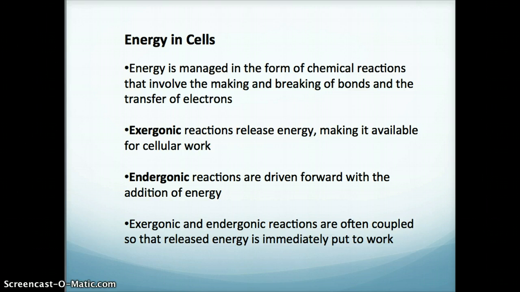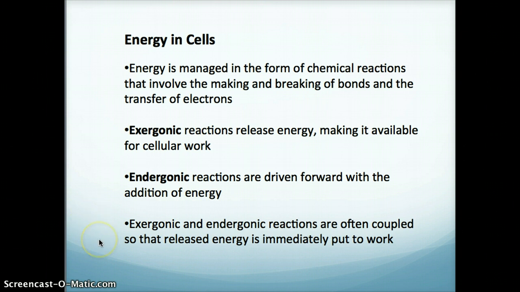The first is called exergonic. Exergonic reactions release energy and make it available for cellular work. So this is what we would normally think of as breaking down perhaps a glucose molecule. It would make that energy available for the cell to get some work out of it. The second form of reactions we see in cells are called endergonic reactions, and these are driven forward only by the addition of energy. Generally speaking, that's in the form of ATP.